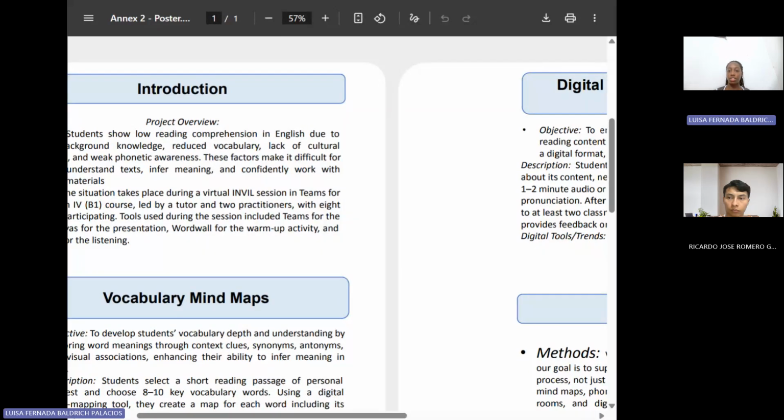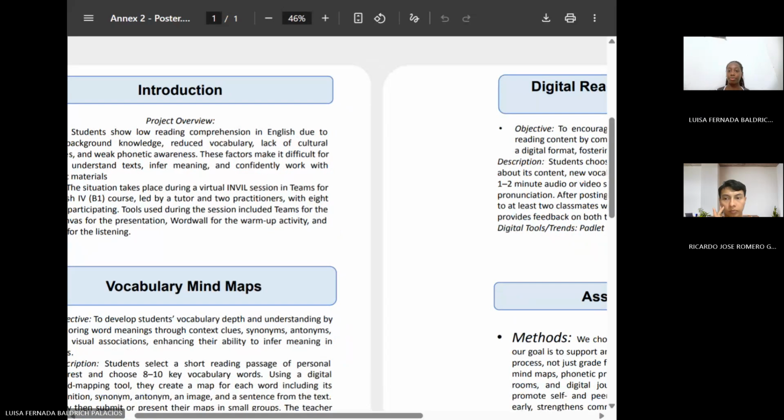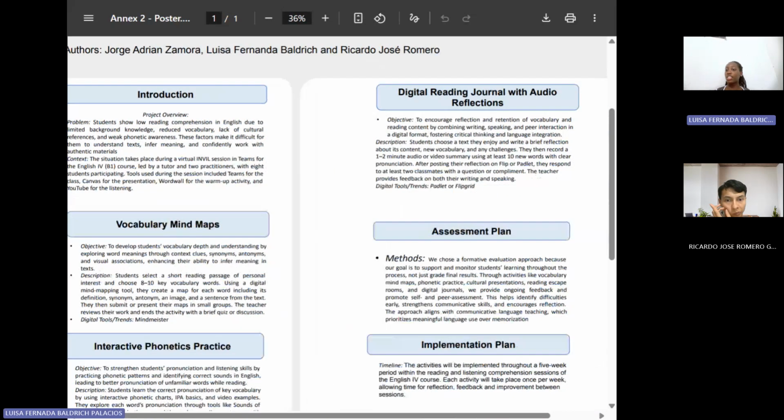Our poster shows five digital activities that we designed to help with these challenges. First, we have vocabulary maps where students explore new words using definitions, synonyms, antonyms, images, and examples. This helps them understand vocabulary better and use clues from the context.